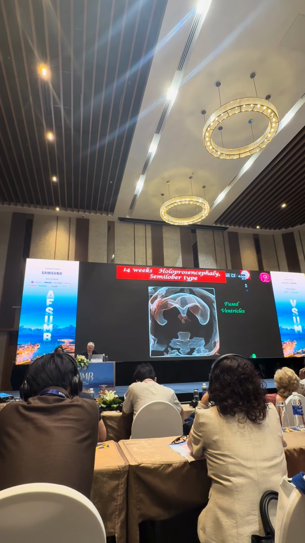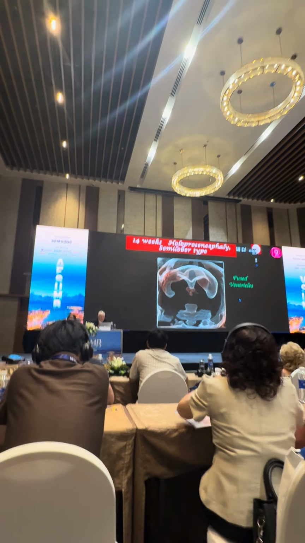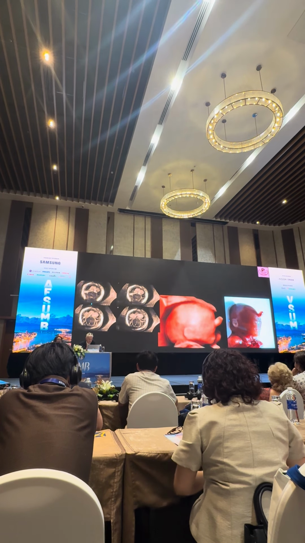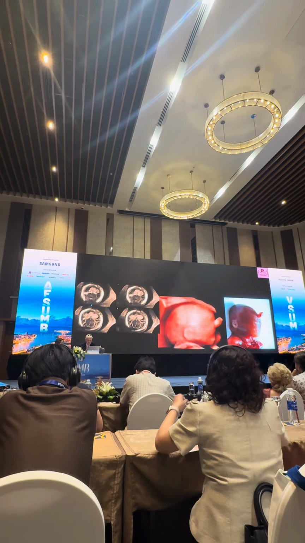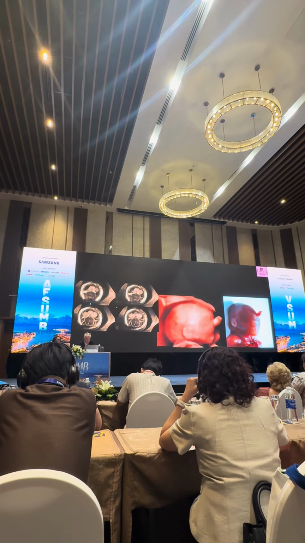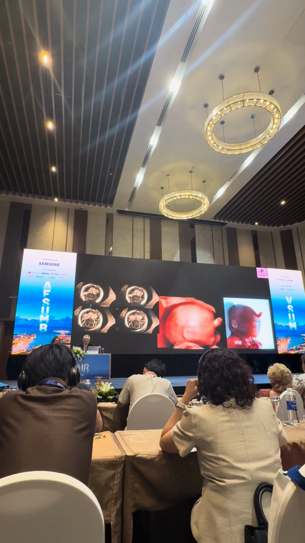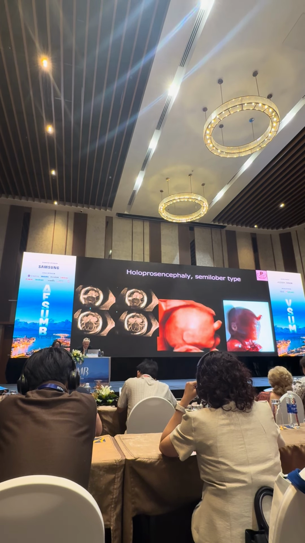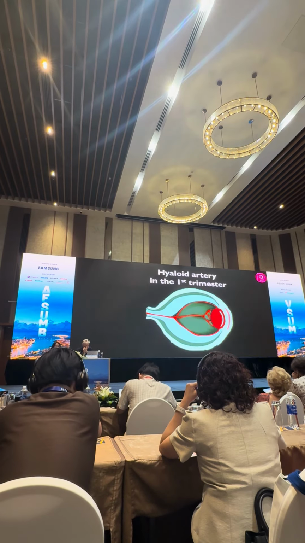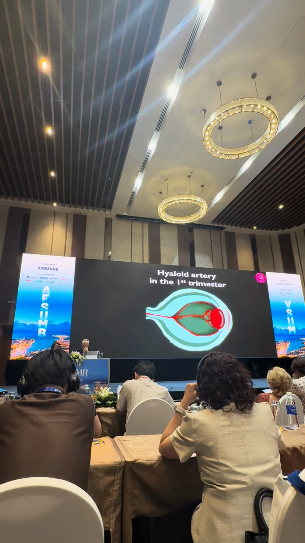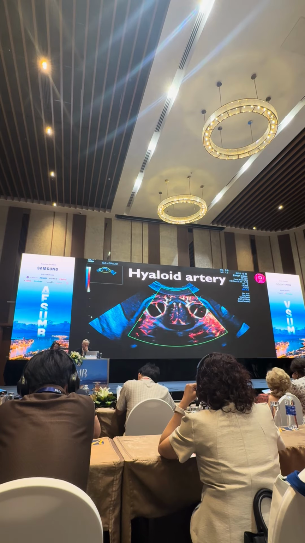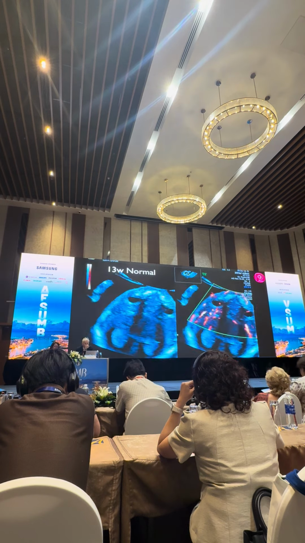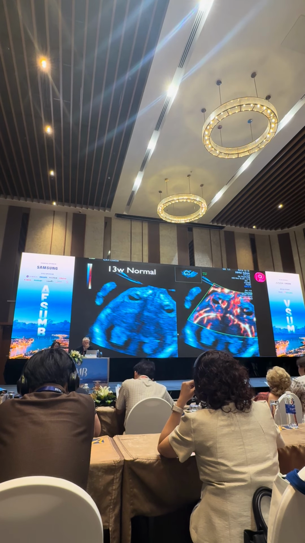And this is 14 weeks holoprosencephaly, semilobar type, and the fused ventricle is seen. And also, of course, you can see the facial abnormality like this, in the cases of holoprosencephaly. And then I would like to show you the hyaloid artery. This is called the hyaloid artery. This is 20 weeks of gestation, but in the first trimester you can see it at 13 weeks of gestation.